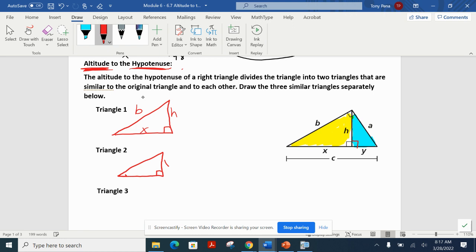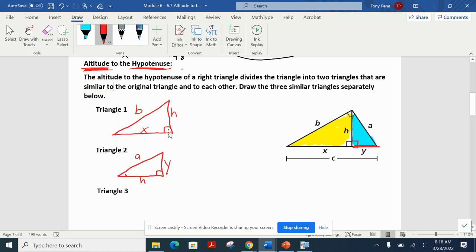So this side here would be the Y, right? So this side right here, this Y is now right here. The hypotenuse is opposite of the right angle. That's A. So here's my right angle. This has to be A. And then H is the long leg. So this has to be the H right there. All right. So we have the yellow one, we have the blue one.